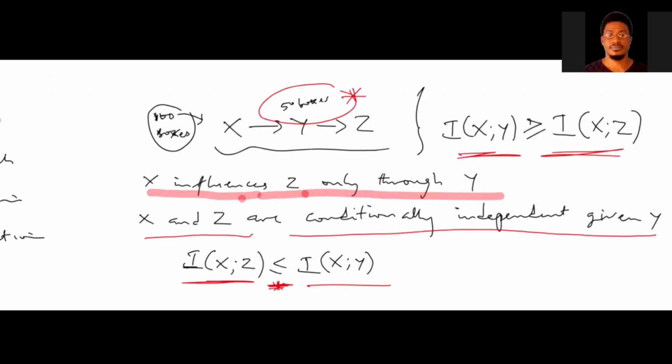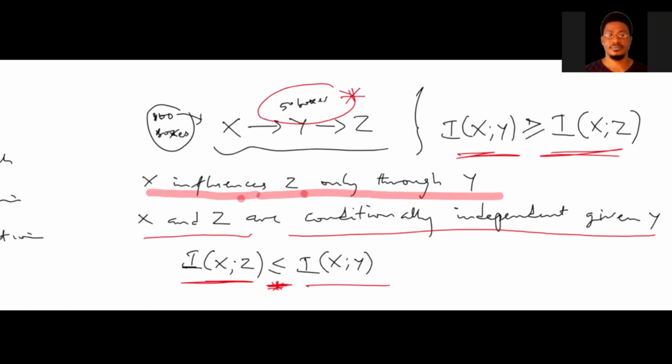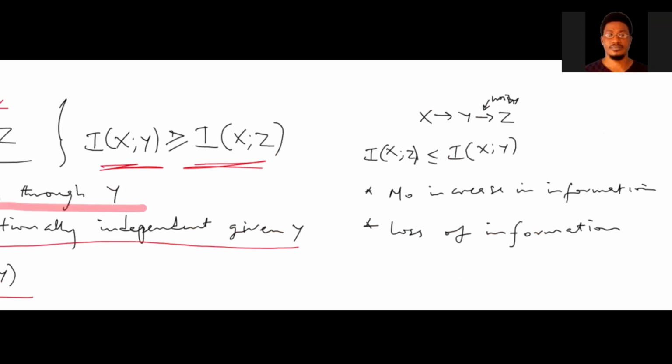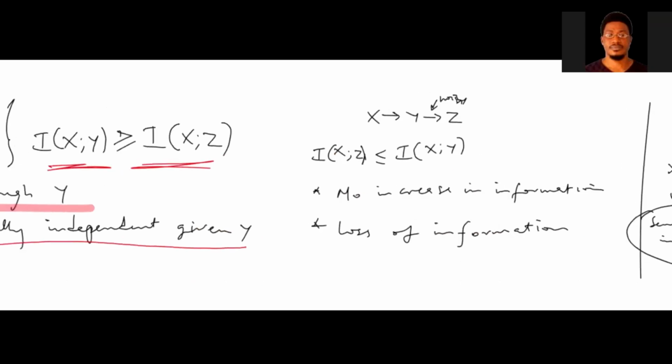Yeah, so it means that Z can only learn about 50 boxes, largely because that is the information Y has about X. So the mutual information between Z and X cannot be greater than the mutual information between X and Y. Technically, the mutual information between X and Y must be greater than or equal to the mutual information between X and Z. Does that make sense? Yes, sir.